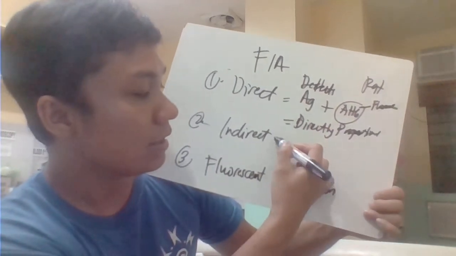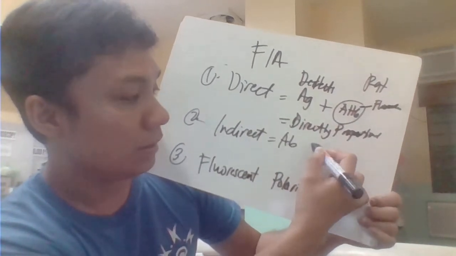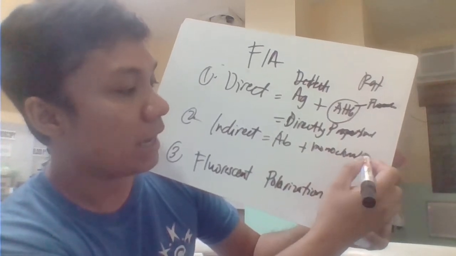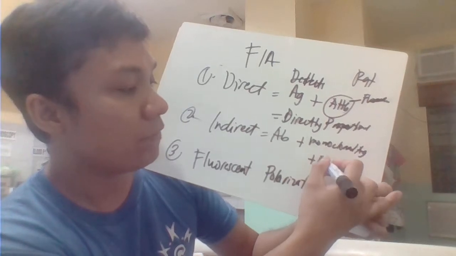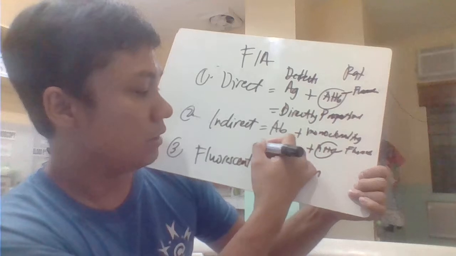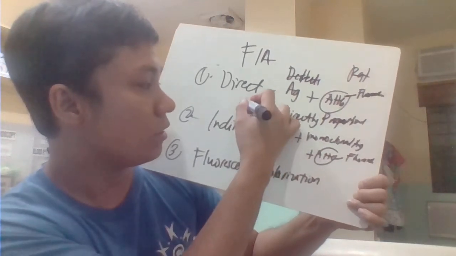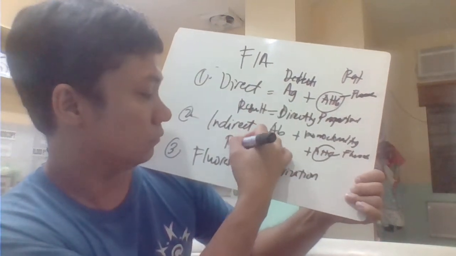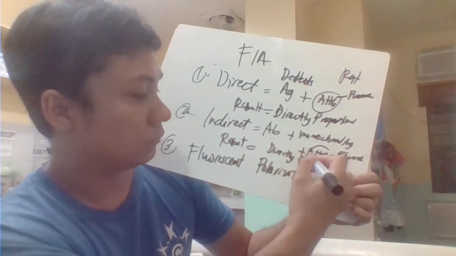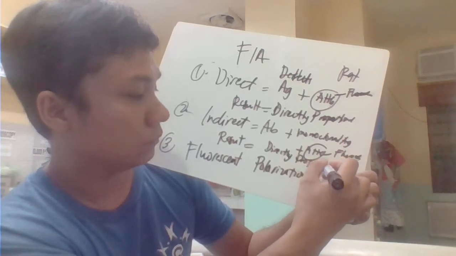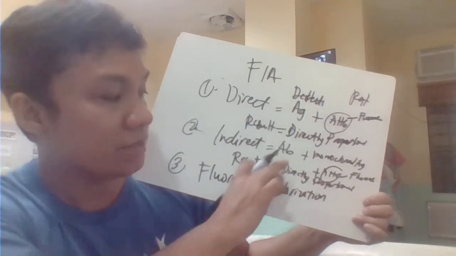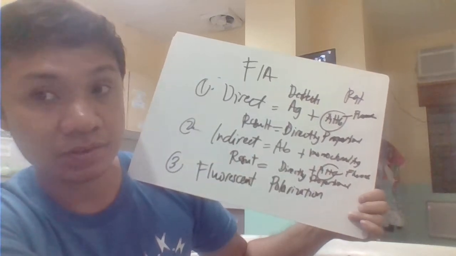Pag indirect naman, you are detecting for antibody. Then we have your monoclonal antigen. Then you have your anti-human globulin labeled with the fluorochrome. Still, the result is considered to be directly proportional. Increased fluorescent activity, still positive results.